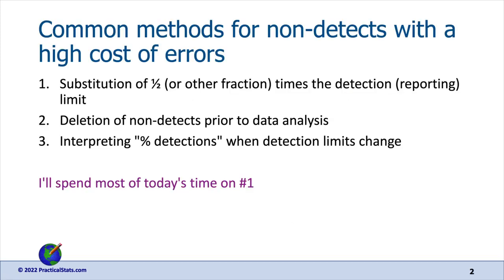These common methods for nondetects have a very high cost because they make errors, sometimes bad errors. And so here's three of those common methods. They might be the three most common offenders.